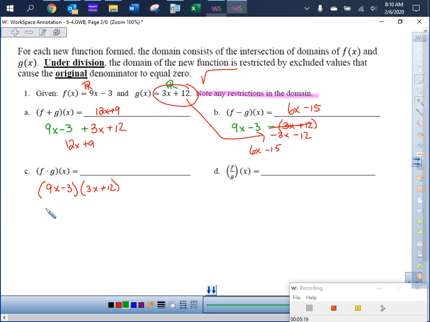First terms times each other would be 27x squared. Outside, help me out with the 9 times 12. That's 108x, is that right? And then minus 9x minus 36. And please take 108 minus 9 for me so we can get that answer. What do we get? What's 108 minus 9? 99, and it's positive. 99x minus 36.